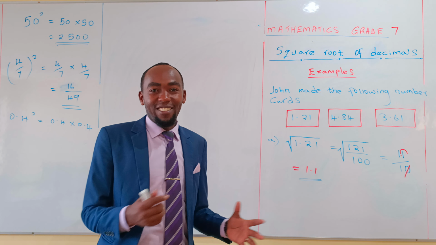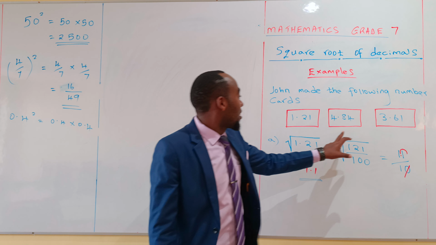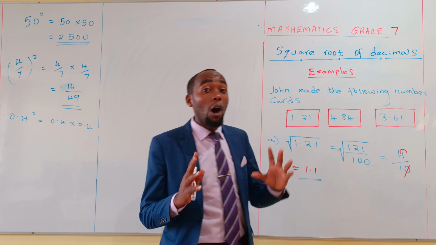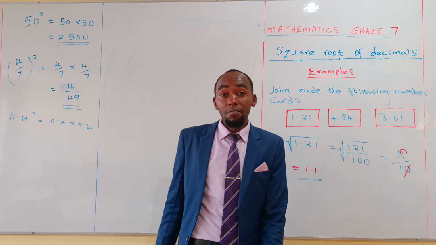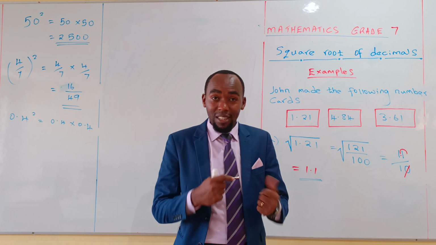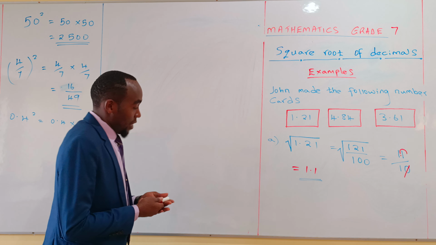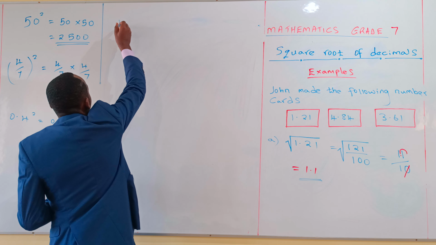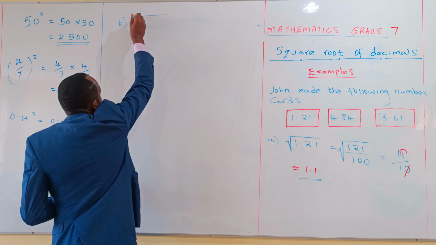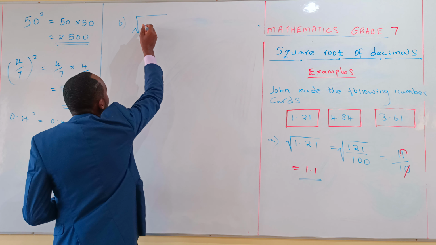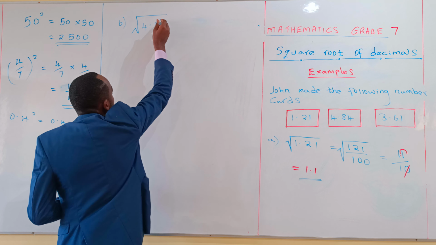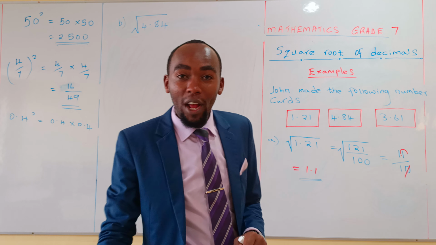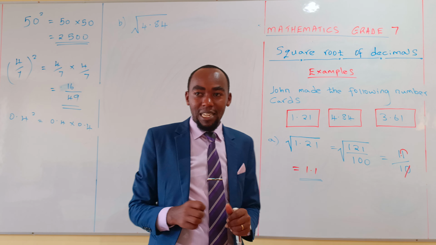Now, because you can understand what we are doing, as I try the second one, you can also try it, and the third. Allow me to do the second one, then I leave the third one for you to try while seated back at home. Very good. The second number here is 4.84. Therefore, we are looking for the square root of 4.84.